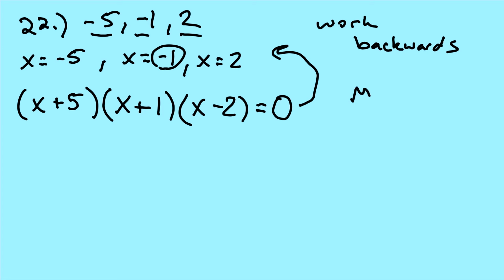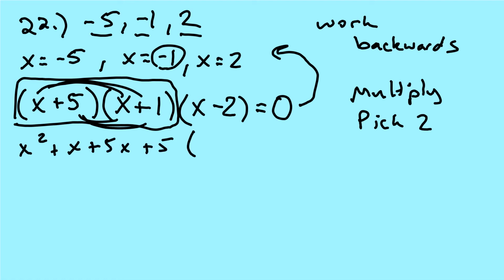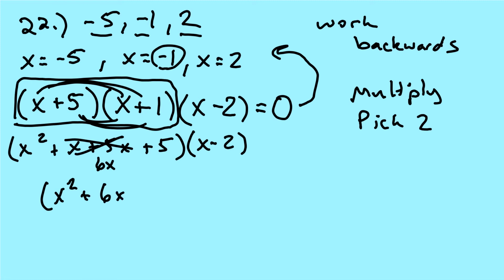Now we have to multiply. I have to pick 2, and I'm going to multiply those two together. I get x squared, doing the first, plus x, do the inside, plus 5x, plus 5. And I didn't do anything with x minus 2, so it just stays x minus 2. Combine x and 5x together, which becomes 6x. So I have x squared plus 6x plus 5, all times x minus 2.